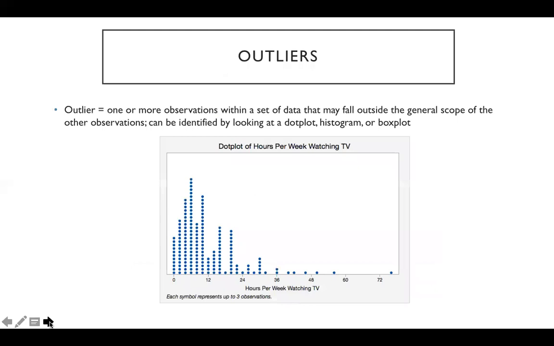All right, so outliers, you guys are probably familiar with outliers by now. They are one or more observations within a set of data that may fall outside the general scope of other observations. You can identify outliers on a dot plot, histogram. They are really prevalent on box plots. But here in the scatter plot below, you can see that there's an outlier, probably 75, but I'm not sure what number that is. That is outside the general scope of the observations. You could even vouch that the next number to that 70s number is an outlier as well.